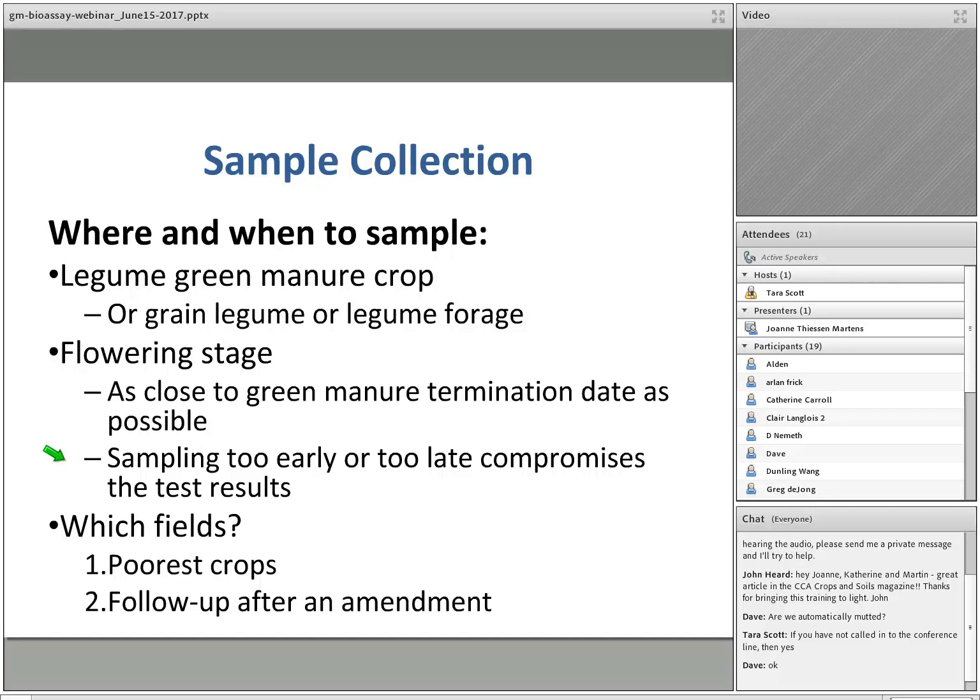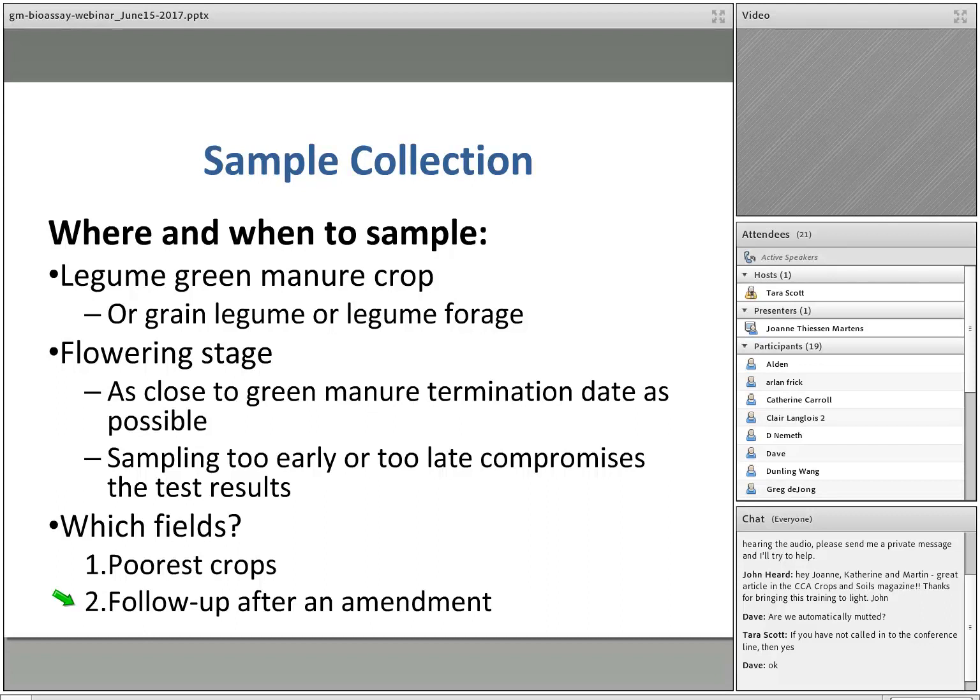If you have a farm that has perhaps many green manures or legumes, you still have to make a decision about which fields would be best to sample. I would say it is the best bang for your buck to focus on the fields that have been producing the poorest crops or seem to have some sort of problem in them. Or another approach would be if there was a field that was doing poorly and an amendment was applied, to do a follow-up and see what the effect of that amendment was.